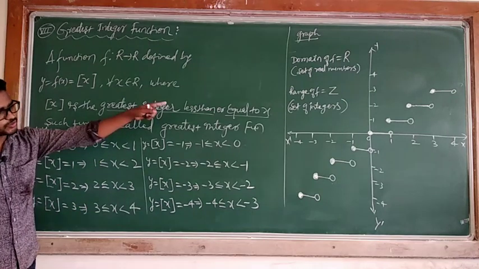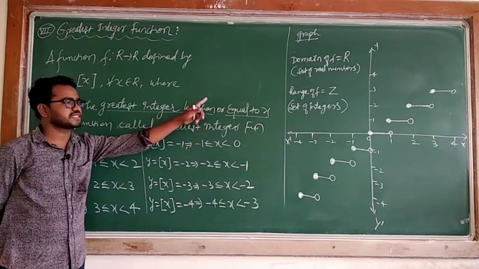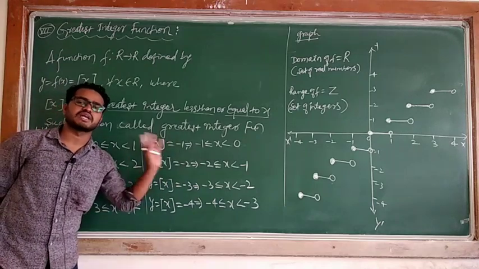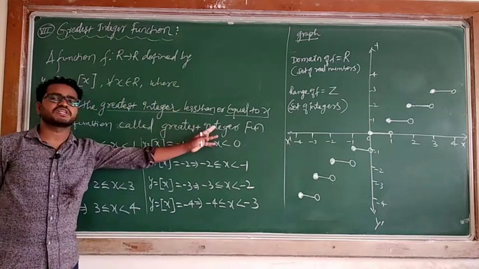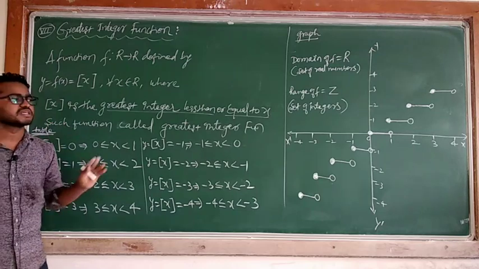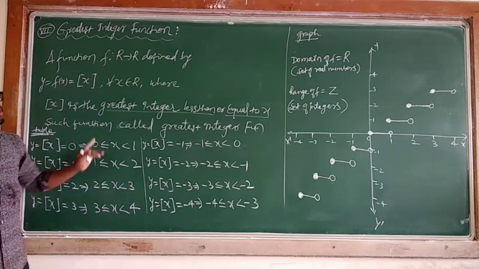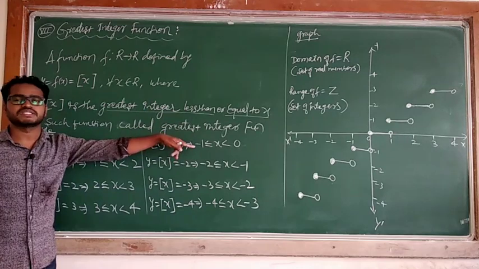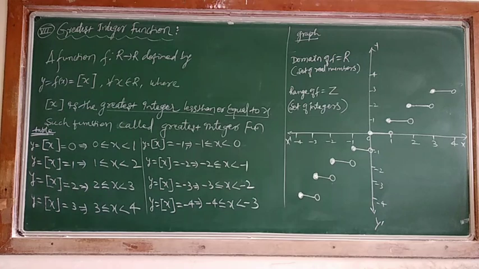Taking these values in a table, you will get this graph, which is piecewise, a disconnected graph, not a continuous graph. The greatest integer function is a discontinuous function because its graph is discontinuous. Whenever the graph is continuous, the function is continuous; if the graph is discontinuous, the function is also discontinuous. The domain of the greatest integer function is the set of real numbers, and the range is the set of integers.